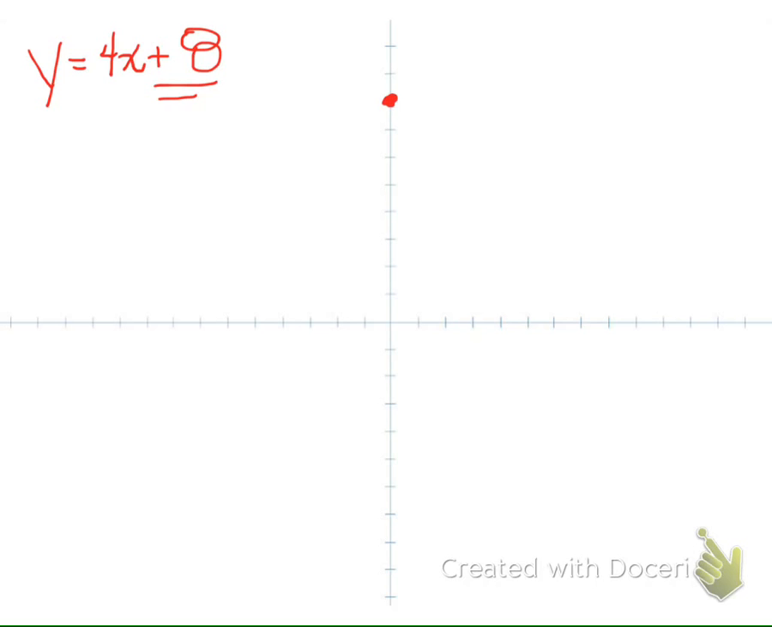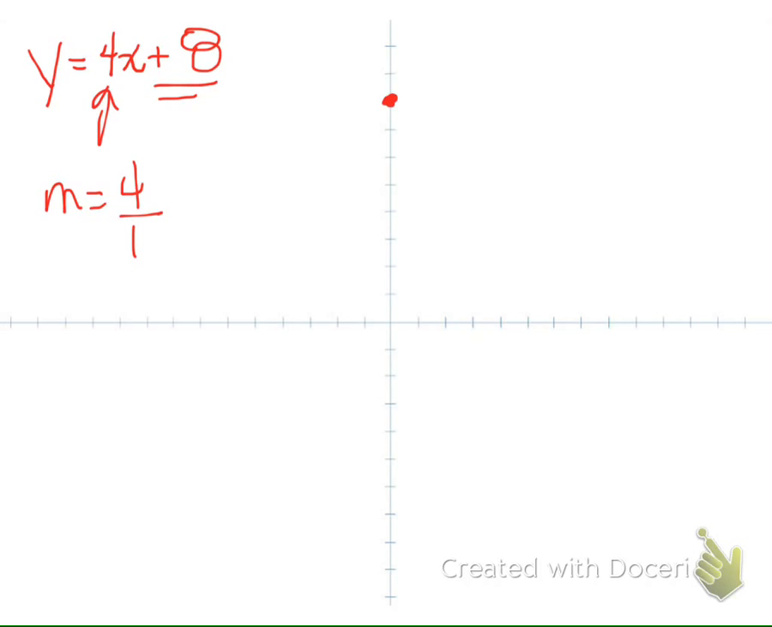To find the next point on my line, I would need to know my slope. Well, my slope is 4. If I write that as a fraction, it would be 4 over 1. That means I have to go up 4 and run right 1. Well, if I go up 4, 1, 2, 3, you notice that I'm going off my grid. I can't plot a point at 4, 1. It's too high up.